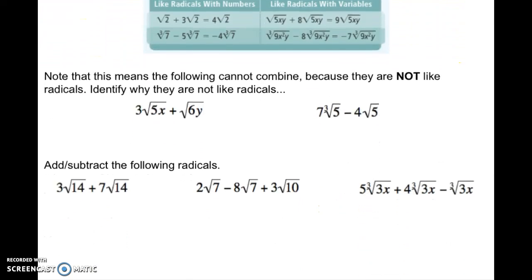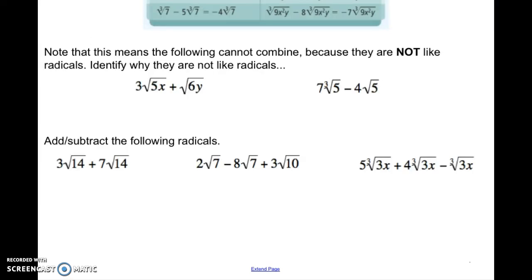Some things that we have to double check is sometimes our radicals are not alike. Like on this one, 5x, 6y, those are not like terms, so you cannot add them. They don't line up. Over here, these almost look like terms, except that's an index of 3. That's a square root with an index of 2. They are not like terms.